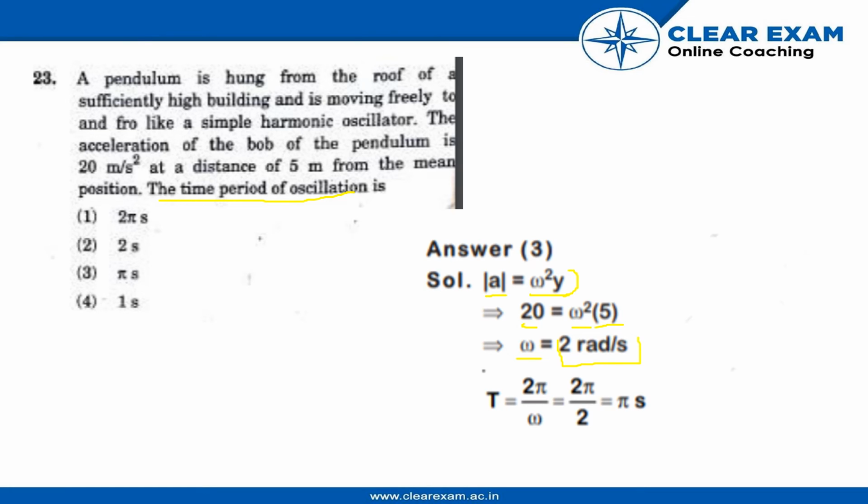Then we know the time period equals 2 pi by omega. So here we see that our answer, that is the time period, equals pi second. That means our answer is option C.